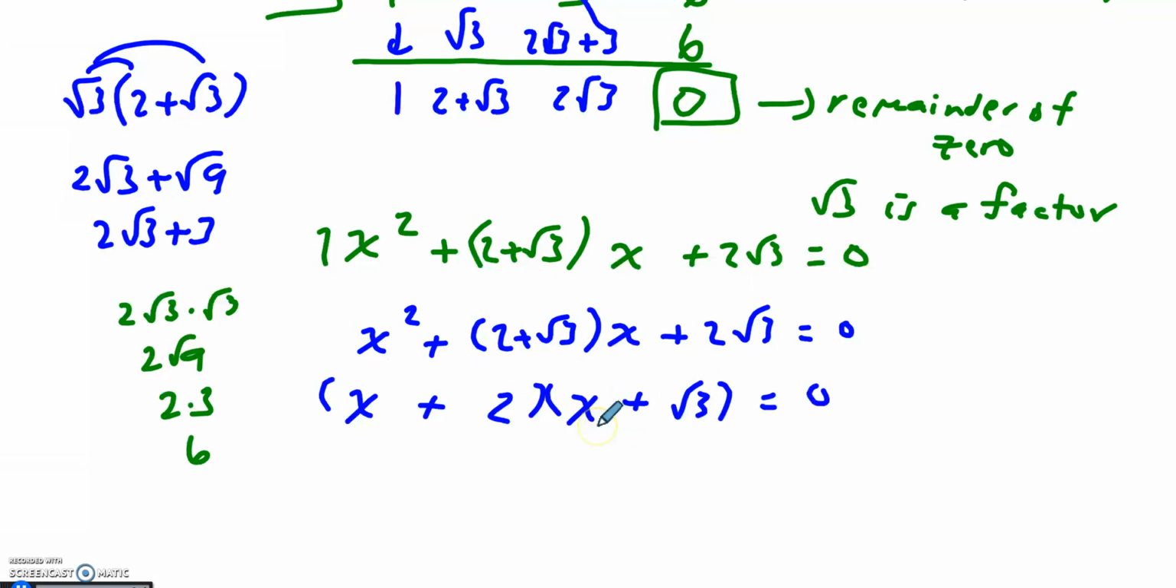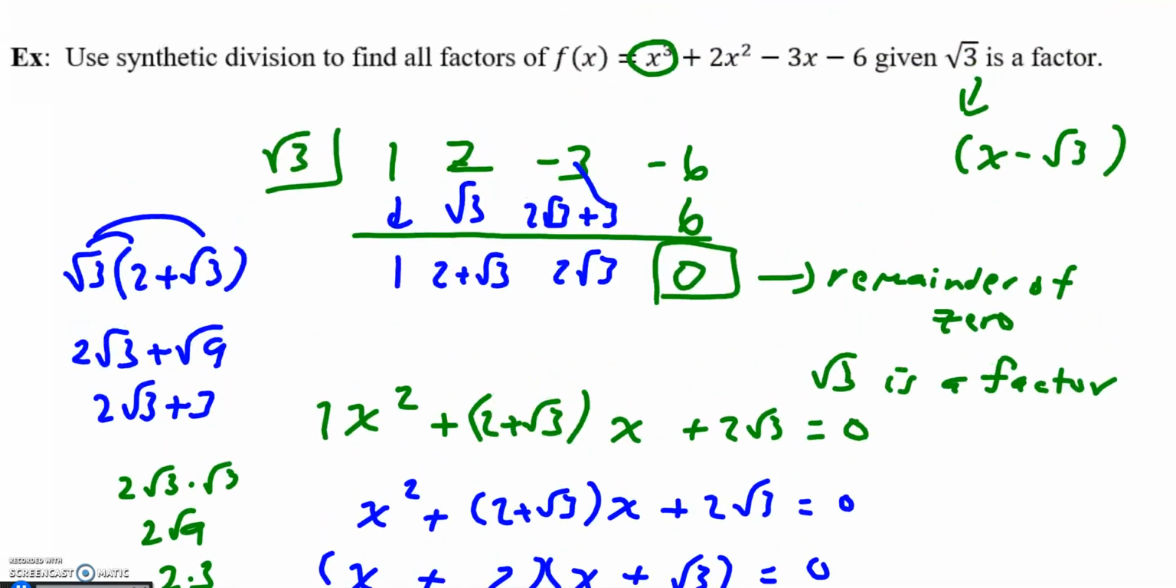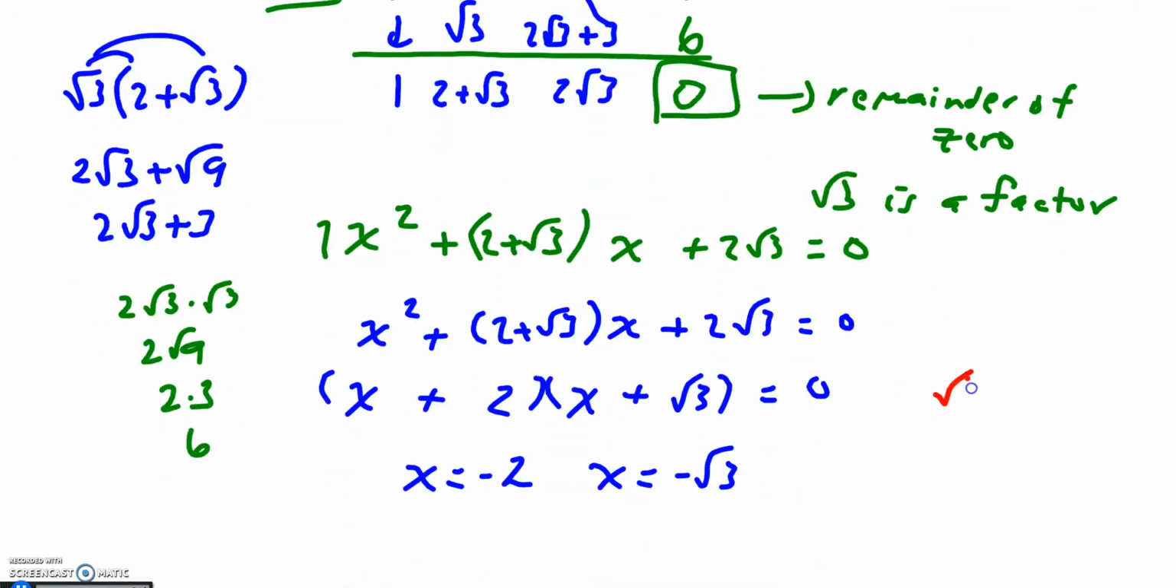So this is factored correctly, which means that my other roots are negative 2 and negative root 3, which means my answers as intercepts, my original root was a positive root 3, so it would be (root 3, 0), (negative root 3, 0), and (negative 2, 0).